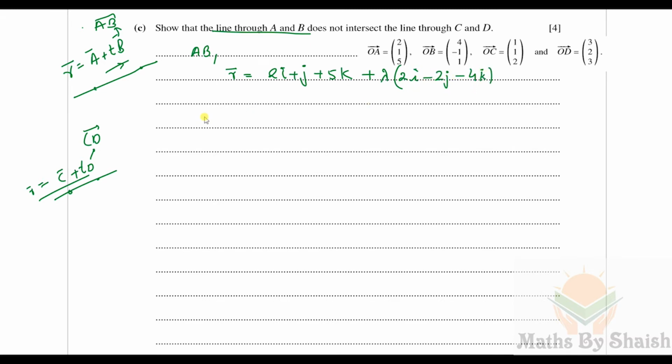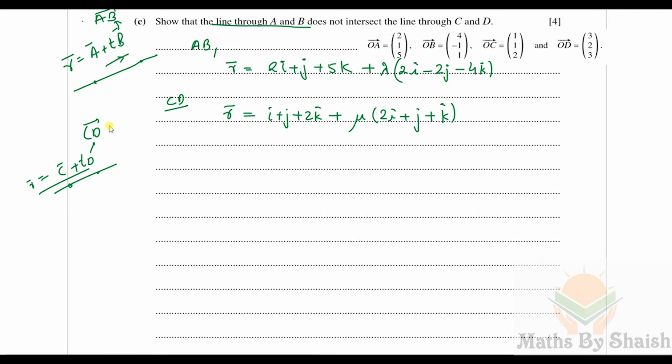Similarly for the line through C and D, I can take it as r vector, as C is (1,1,2), that is i cap plus j cap plus 2k cap plus mu times the direction vector, that is the CD vector, and the CD vector was (2,1,1), so it becomes 2i cap plus j cap plus k cap.